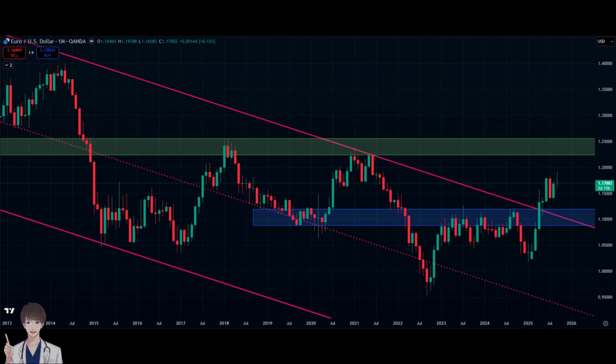I consider the market to be range-bound, or trendless, within this zone. If price clearly breaks out of either side, I will expect the start of a new trend.